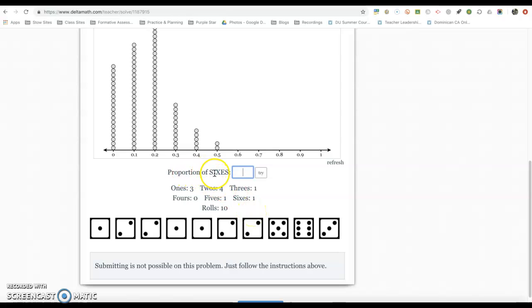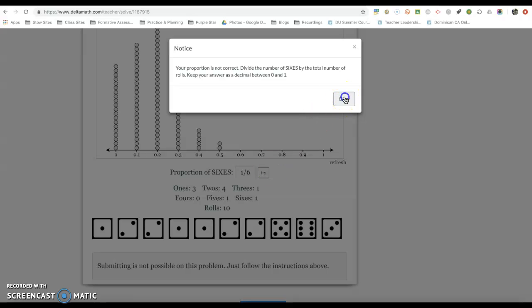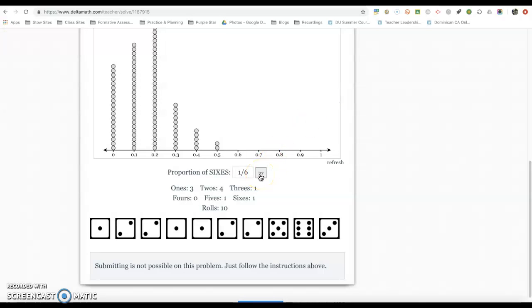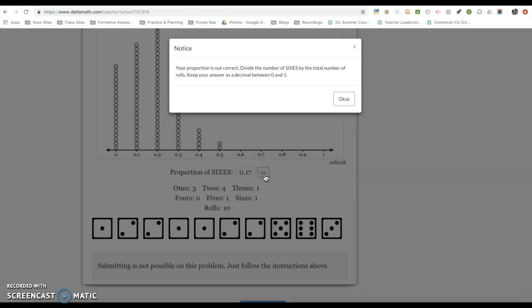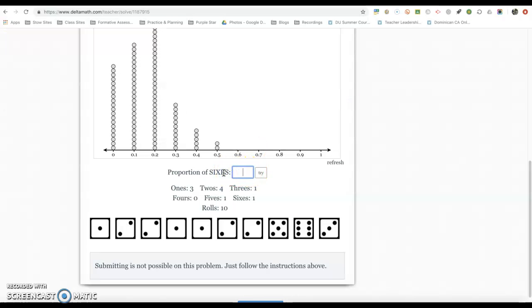So they want to know what the proportion of 6s is. So I would have 1 out of 6. It wants it as a decimal again. All right. So 1 divided by 6 gives me the decimal. I'm guessing they want it to the hundredths. So keep your answer as a decimal between 0 and 1. There's 1 six out of 10 rolls. Oh, I see what I'm doing wrong. 1 out of 10 is 0.1. There we go.